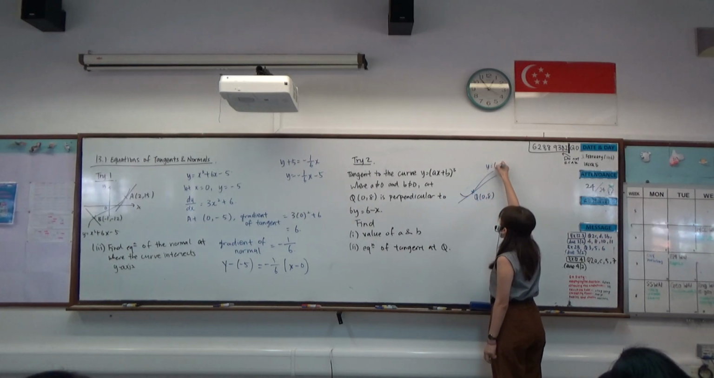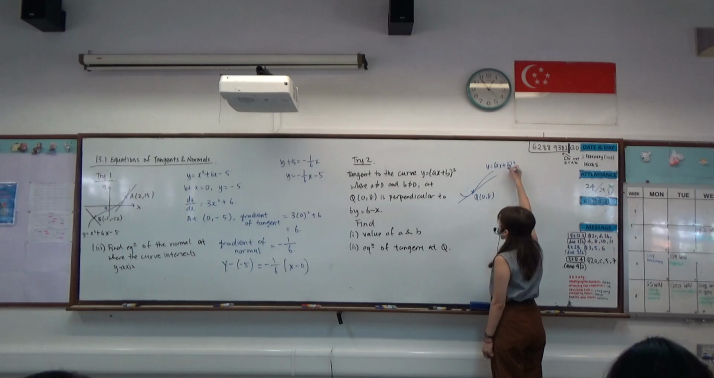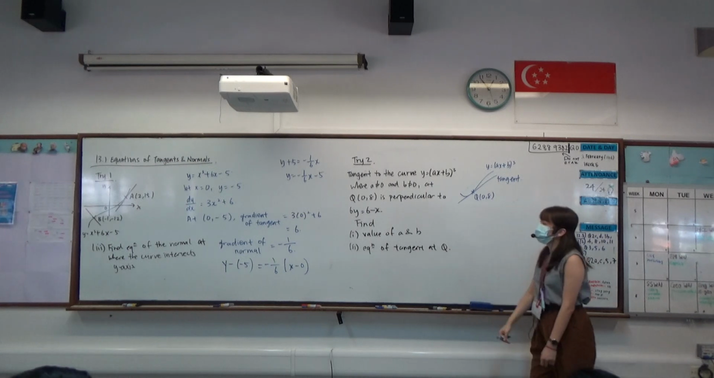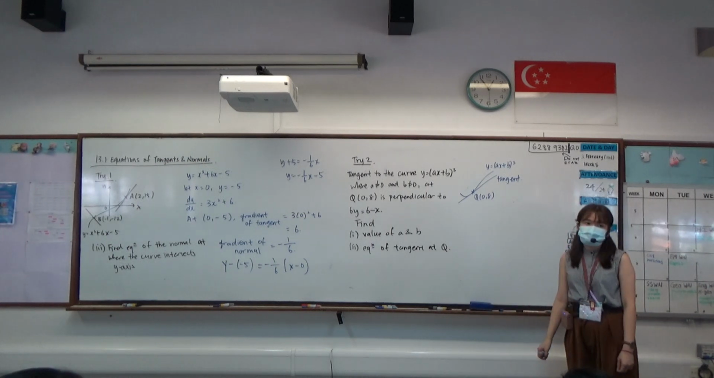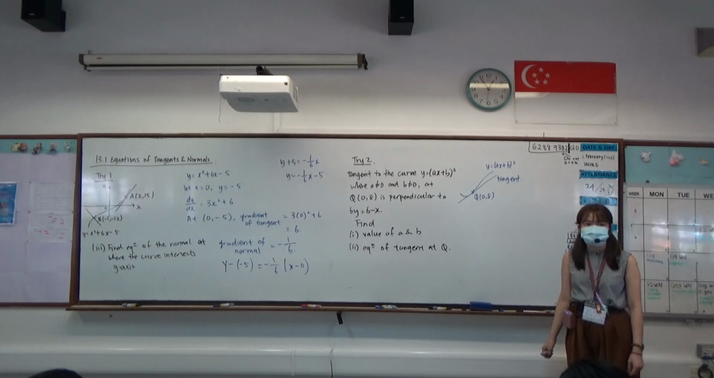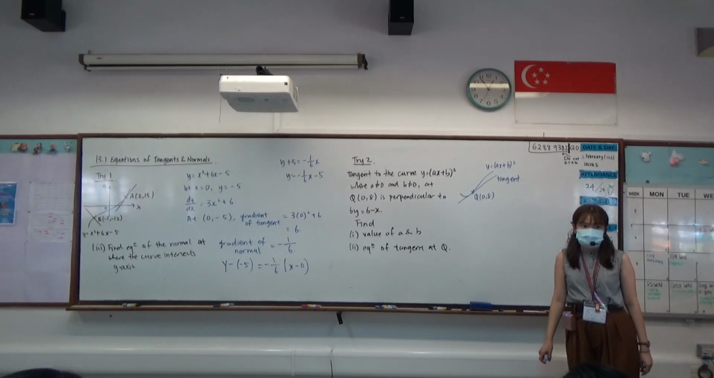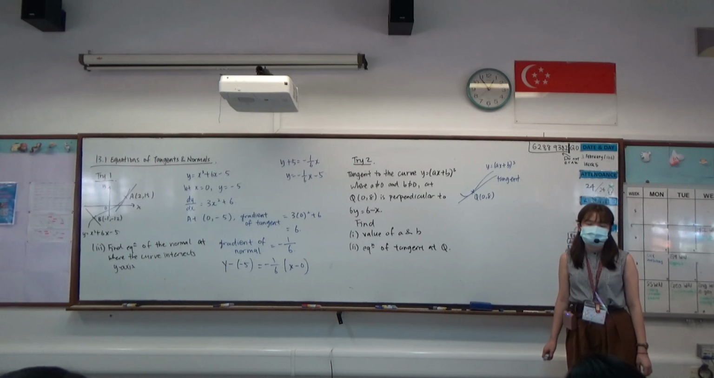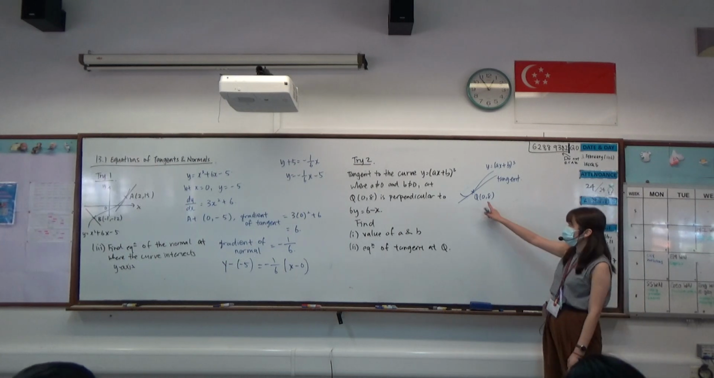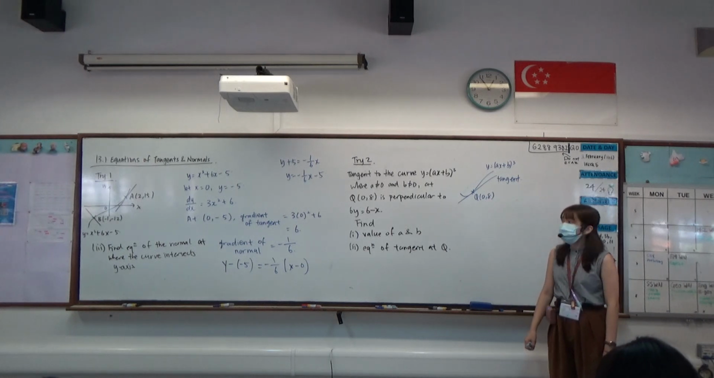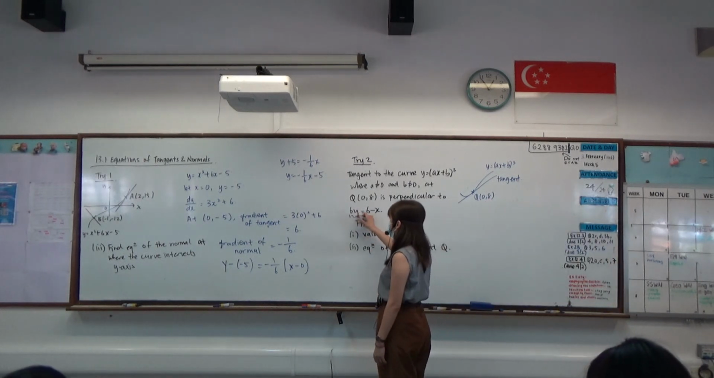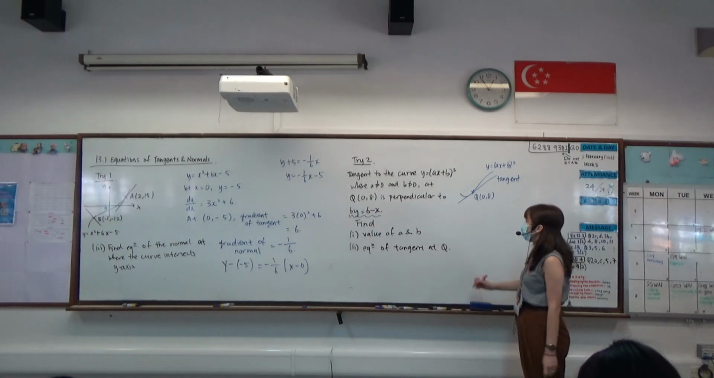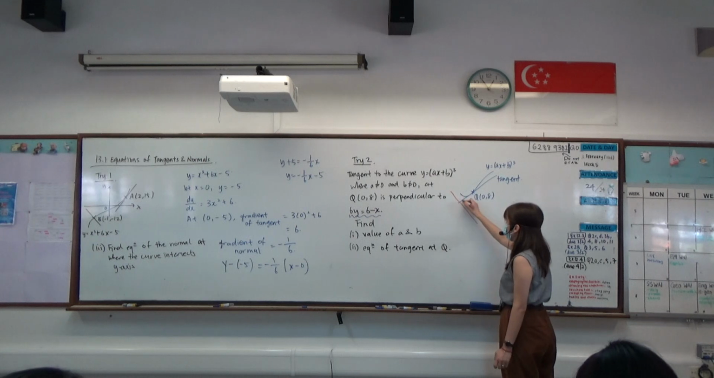So curve, this one, tangent, this one. Okay, and then this tangent is perpendicular to 6y equals 6 minus x. They did not say that 6y equals 6 minus x lies on the point Q itself. So 6y equals 6 minus x could be a line anywhere that is perpendicular to the tangent.